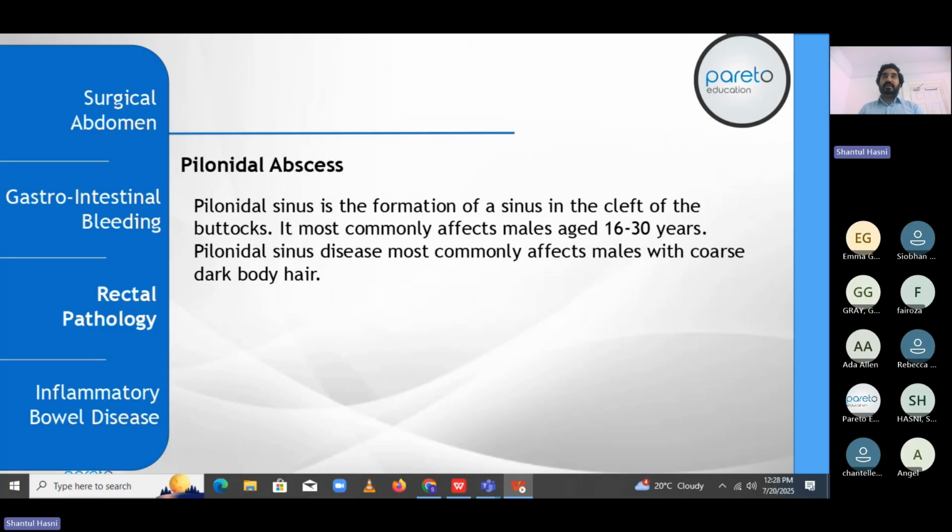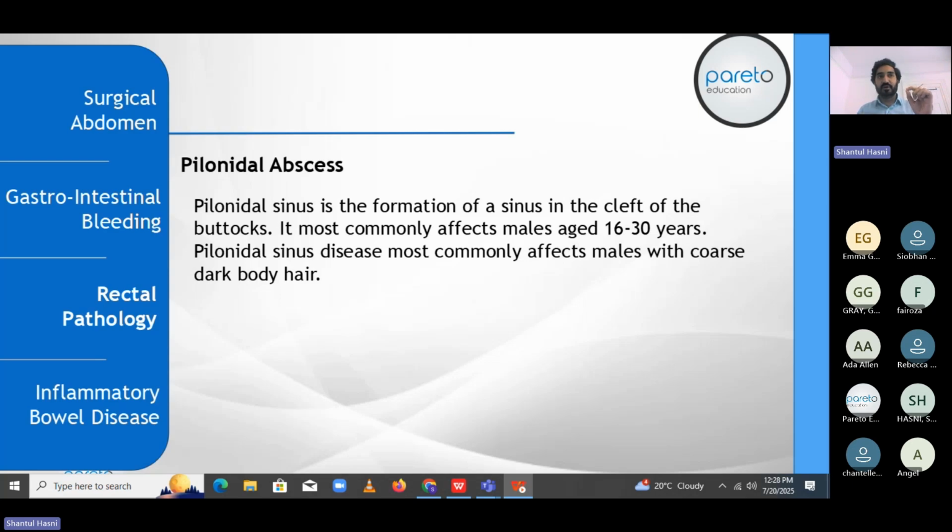Pilonidal abscess. Basically, the main pathology is the pilonidal sinus. How it develops physiologically is the answer to all of your questions. It usually develops in young males who have coarse, thick body hairs. With the body hair, you sometimes develop a small infection, folliculitis. It kind of makes that small cavity.